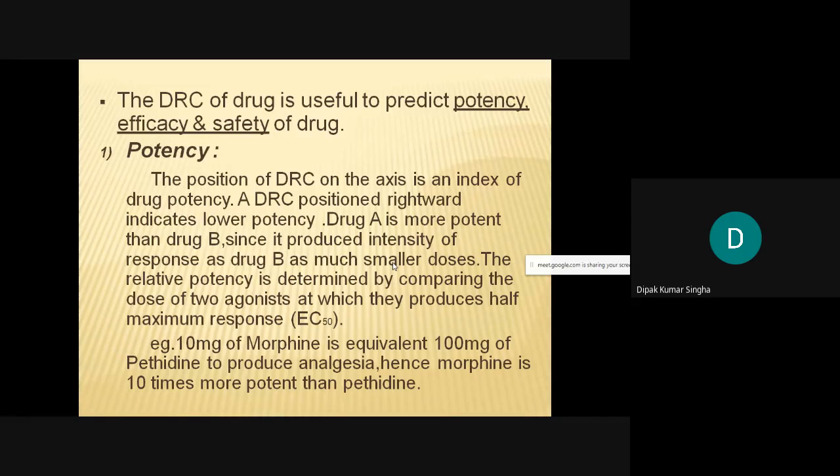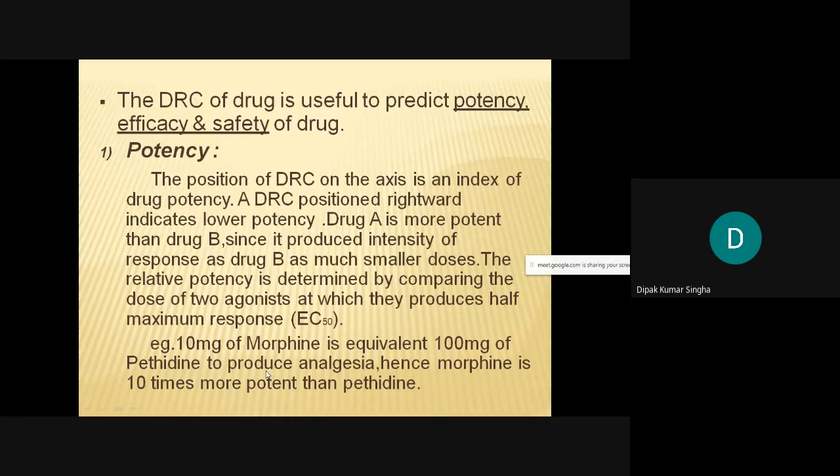Suppose 10 milligrams of morphine is equivalent to 100 milligrams of pethidine to produce analgesia. Hence, morphine is 10 times more potent than pethidine, because 10 milligrams is equivalent to 100 milligrams of pethidine. Morphine is a natural product and pethidine is a congener of morphine.